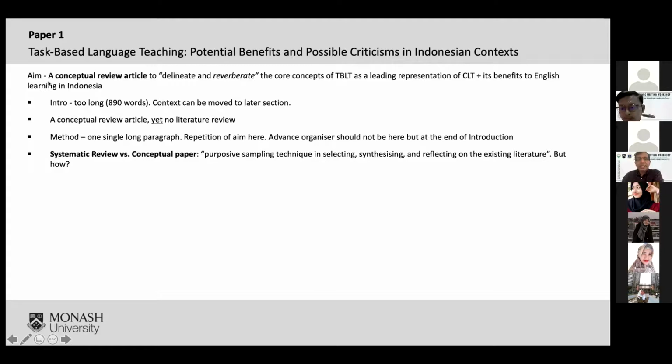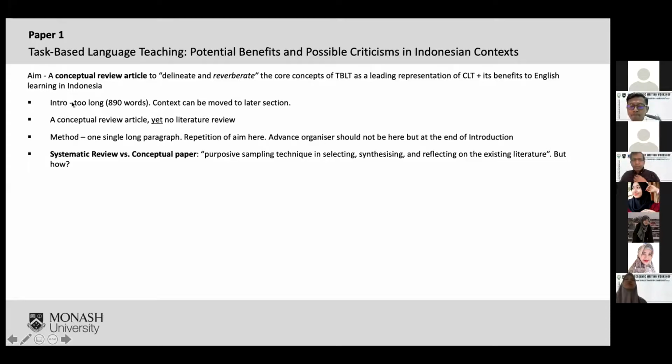It says the aim is to delineate and reverberate, which is a confusing term because it doesn't actually tell me what the paper is doing. The core concepts of TBLT, and I'm thinking, no, this is not new. There are hundreds of papers on this, okay? So yeah, I'm not impressed. As a leading representation of CLT, okay, we already know that, nothing new, and its benefits to English, nothing new. In Indonesia, I say, oh yes, new, that's good. So we've got a paper that has given an old topic a twist and turned it into something more original. So I say, okay, this is good.